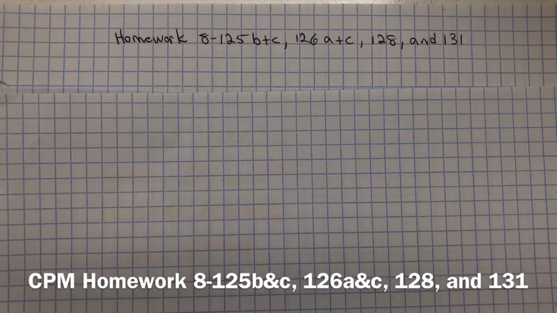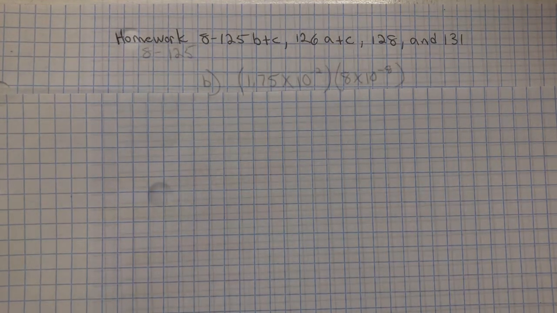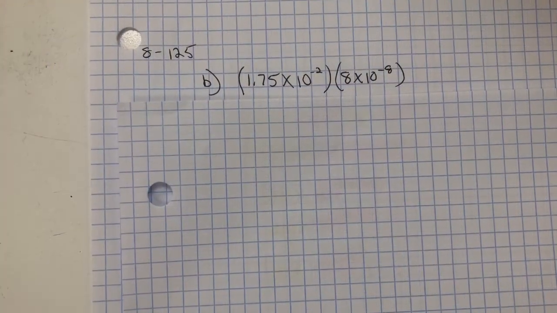This is the homework for 8: 125b and c, 126a and c, 128, and 131. In problem 125, you need to compute each product or quotient and convert the final answer to scientific notation.